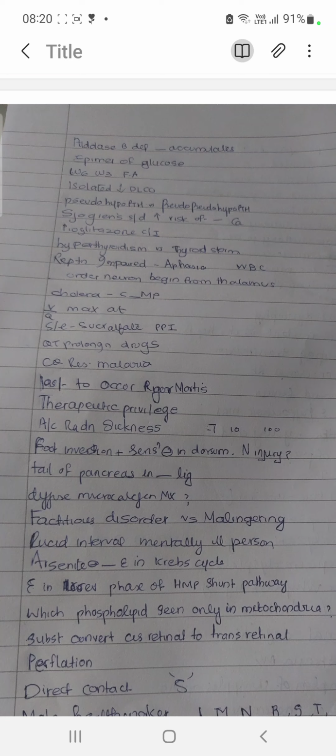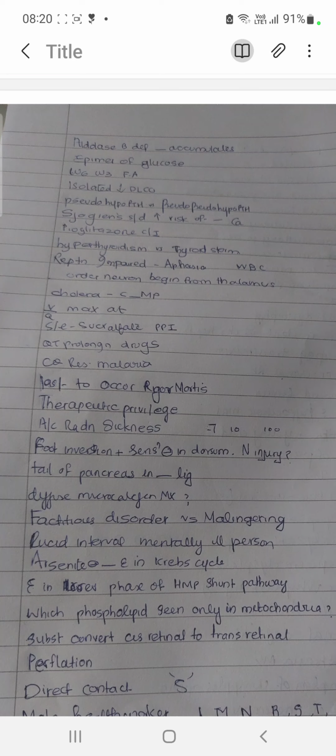Lucid interval: the patient is responsible for the crime. That means lucid interval is not only in extradural hematoma, maybe in mania, some psychiatric disorder. So lucid interval is the term given for that mentally sound condition between two unsound conditions. That is the definition itself. So definitely they will be responsible.